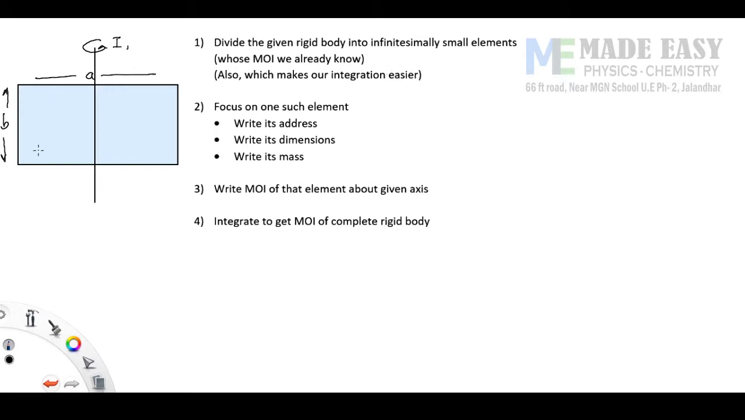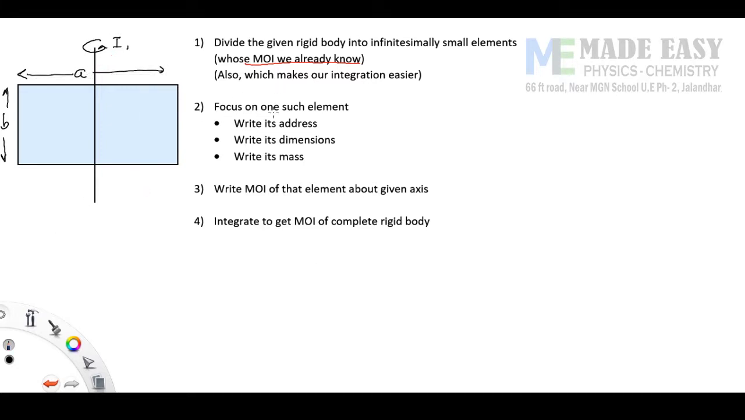So what type of element can I choose so that it makes my problem easier? We can think of this rectangular lamina to be made up of very fine strips that I have shown. One is this strip, another can be this strip, another can be this strip. These are very thin strips of width, let's say dl, right? Please keep in mind you have to divide your given figure into such elements whose moment of inertia you already know. So, do I know moment of inertia of any of these strips about this axis? Yes, I do know. We'll see it very soon.